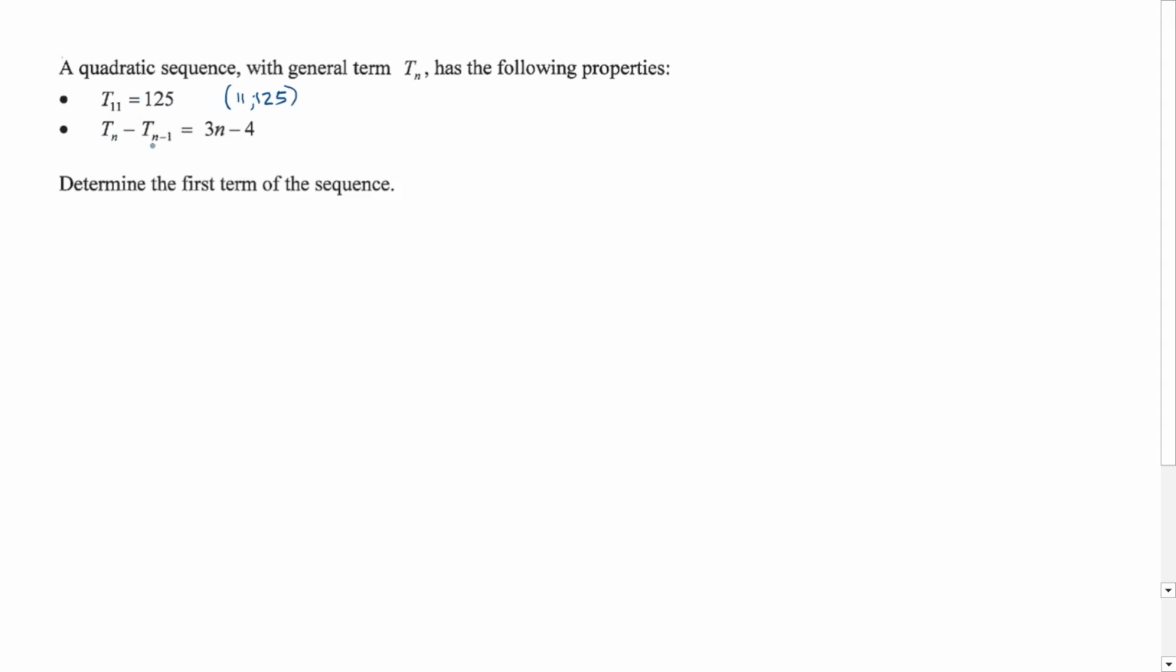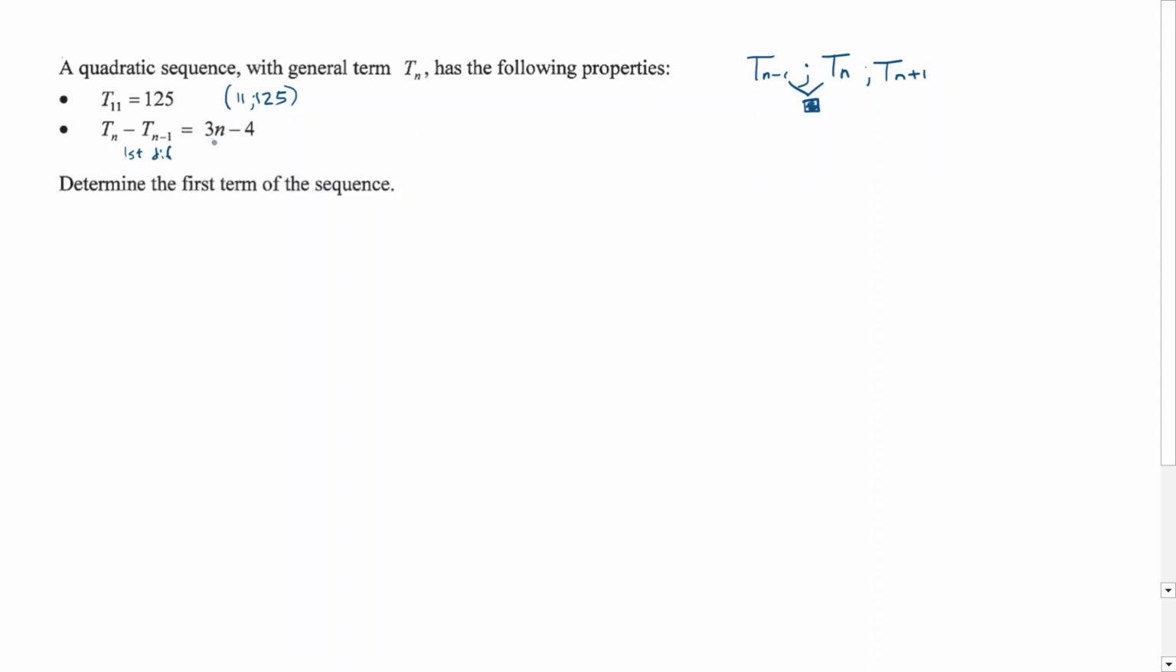We can think of that as a point. Then Tn minus Tn minus 1 in English is just saying the difference between two terms. So that's just giving us the first difference. Tn represents a term number, and Tn minus 1 just means the previous term. So if I wanted the next term, it would be Tn plus 1. And so when they say Tn minus 1, that's just giving me the first difference here.